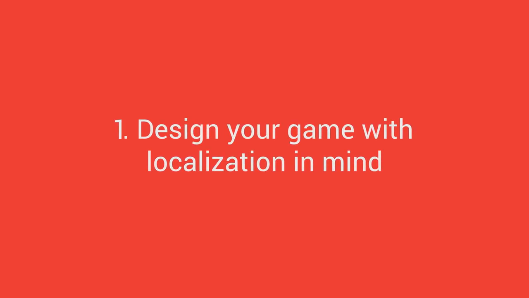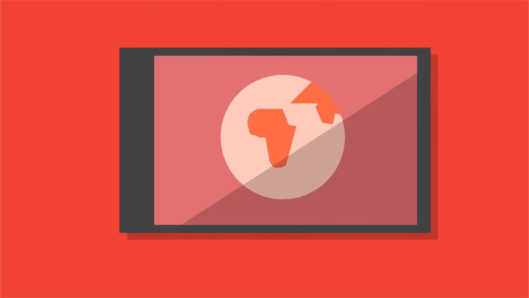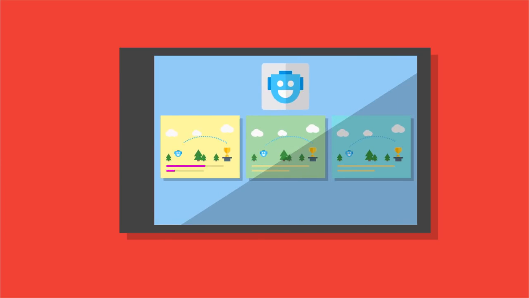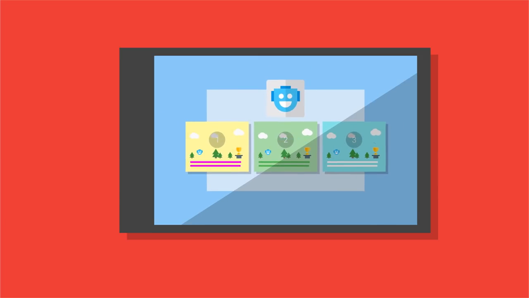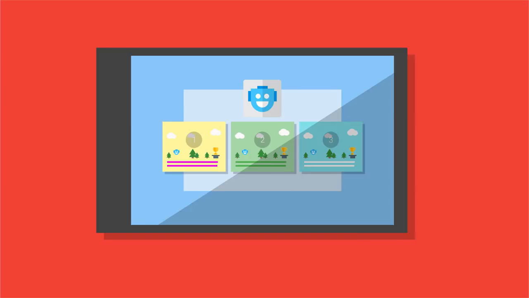Design your game with localization in mind. Going global starts with the design of your game's code and its screen layouts. Allow for variations in language, sentence structure, characters, and number presentations that you'll encounter when localizing. For example, building in 30% extra space in UI elements will help avoid issues in other languages.